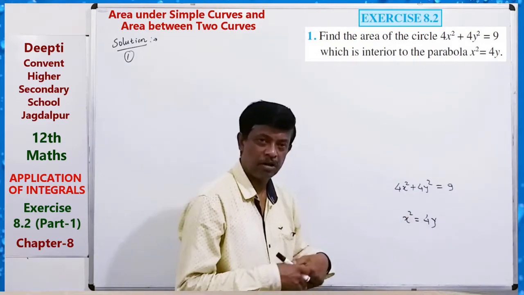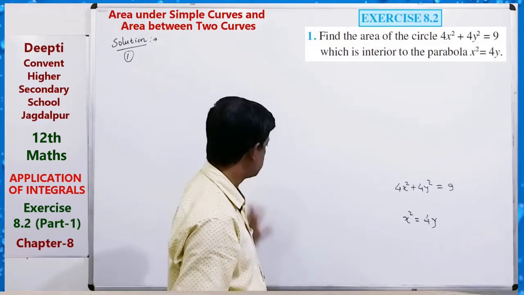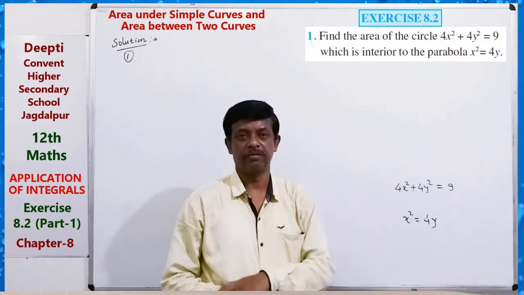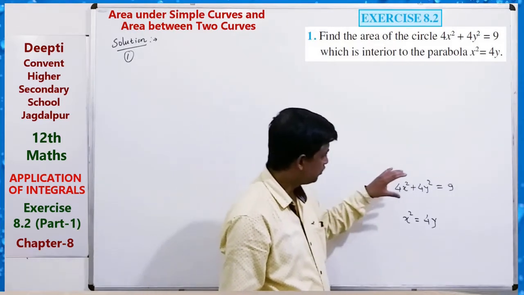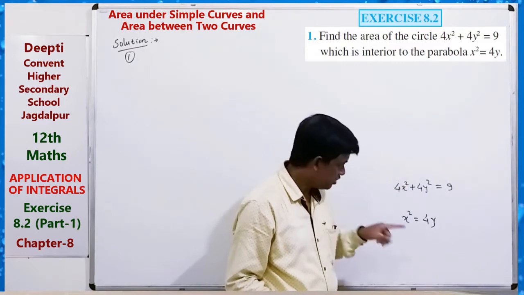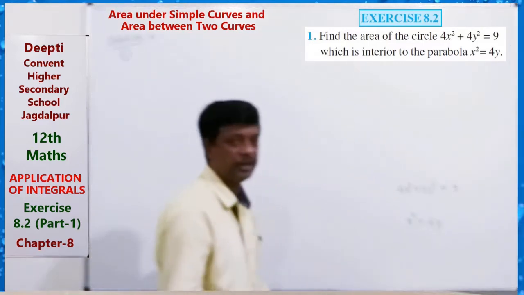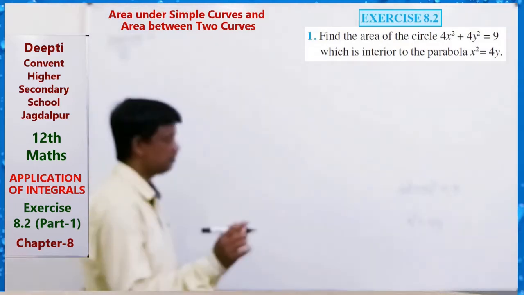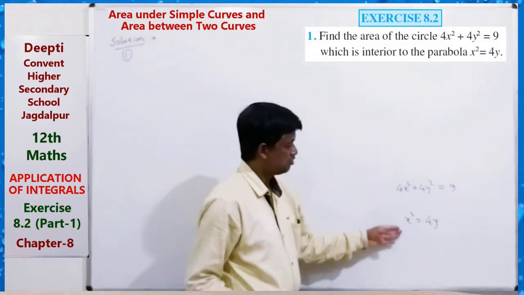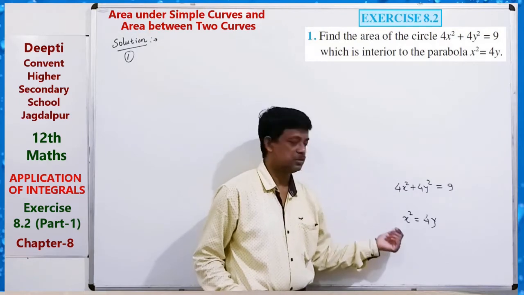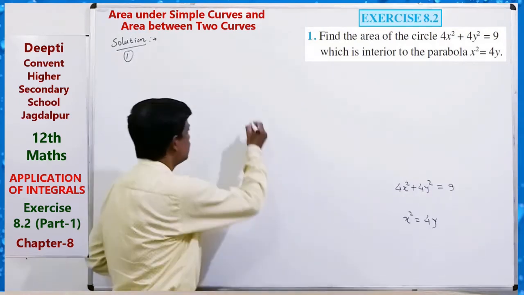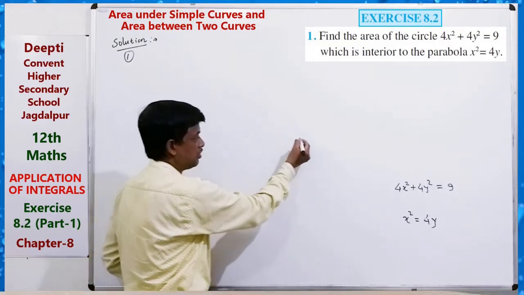Now we have to draw these two on the same frame, and find the area of this circle interior to the parabola x square equals 4y. So first of all, these two: the circle is a closed curve, the parabola is an open curve. So we have to draw the diagram first of all.